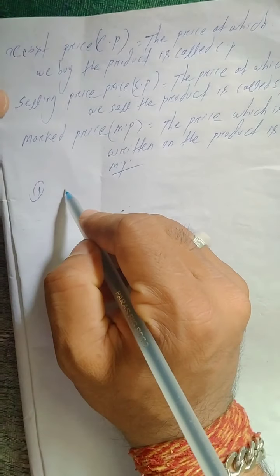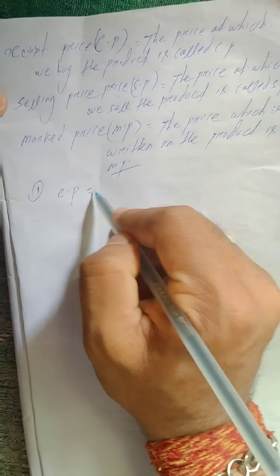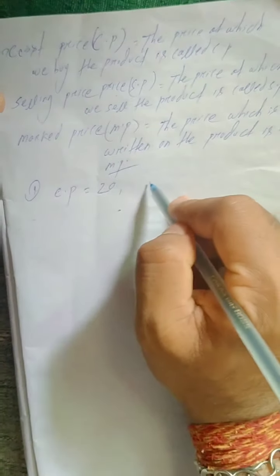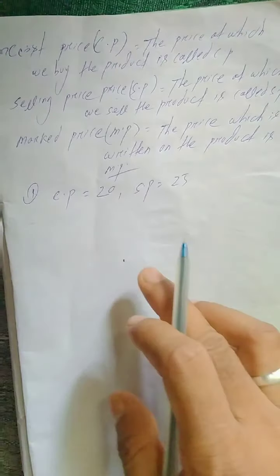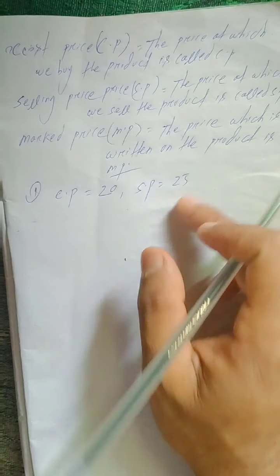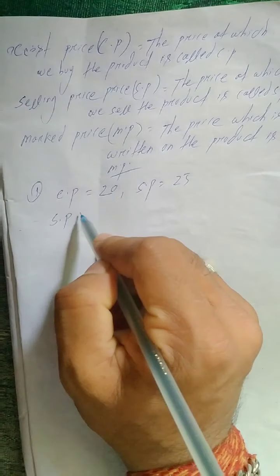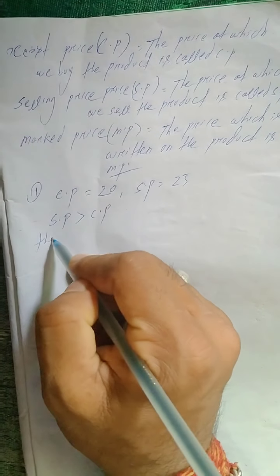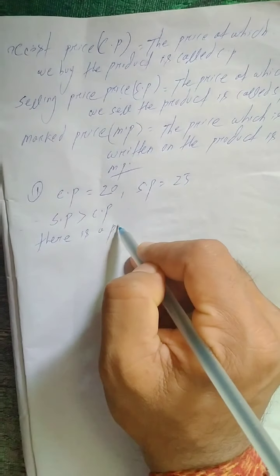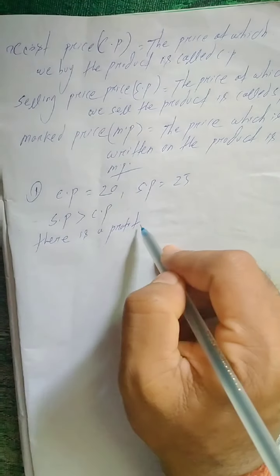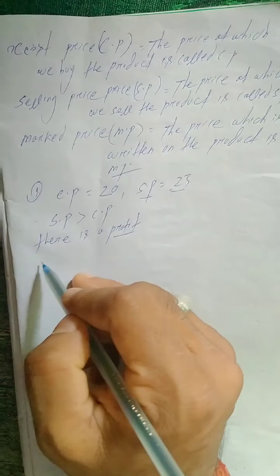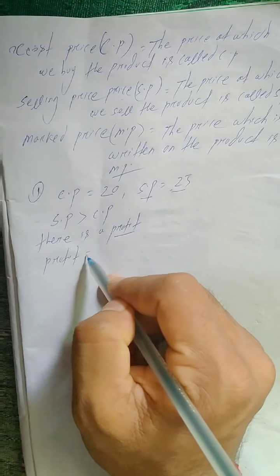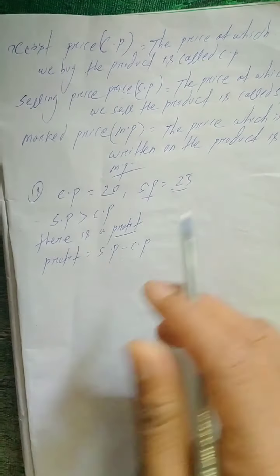Suppose you bought a product for rupees 20 and sold it for rupees 25. Obviously after the transaction you gain 5 rupees. So when the SP is more than CP, there is a profit. How will you get the rupees 5? SP minus CP, so profit equals selling price minus cost price.